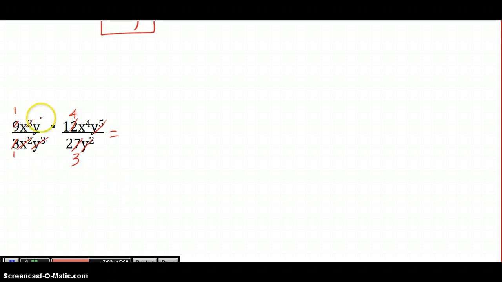So when you multiply, we're left with 4. And our x's, we have this x to the fourth and 1 x over here, so we have x to the fifth. And the y's, we were just left with that 1 y. On the bottom we have the 3, and all of our variables canceled out. So this is your final answer.